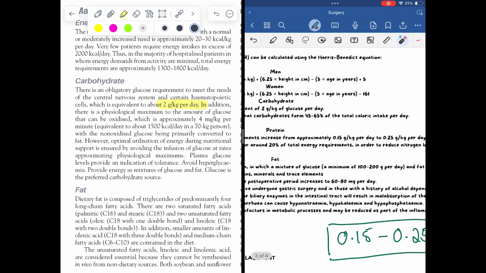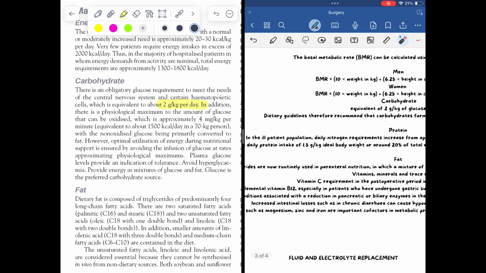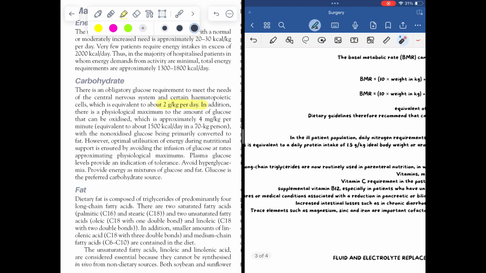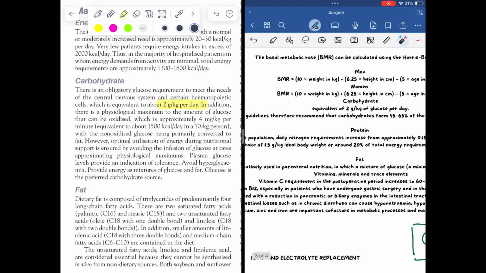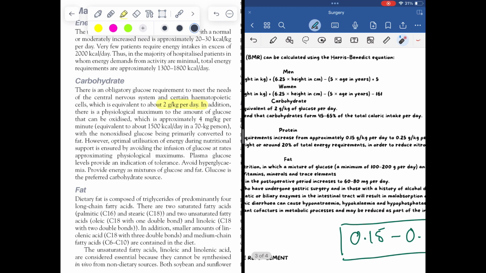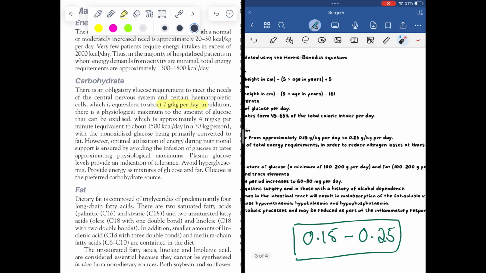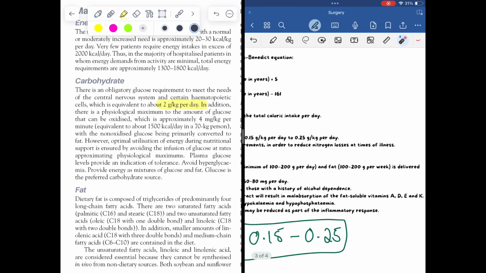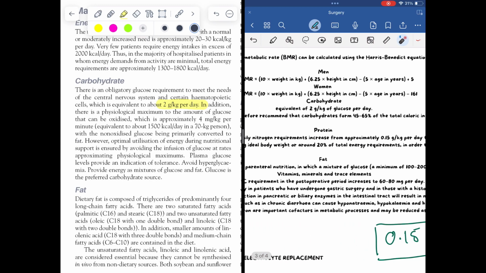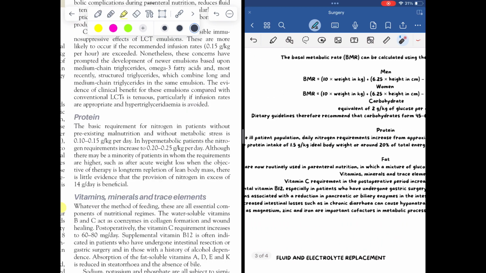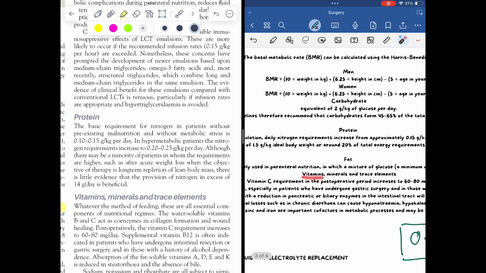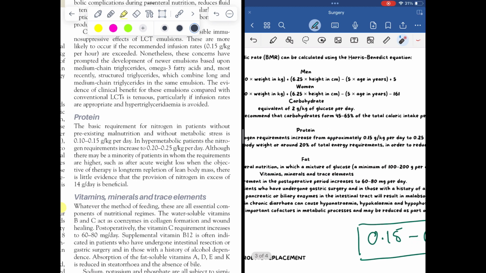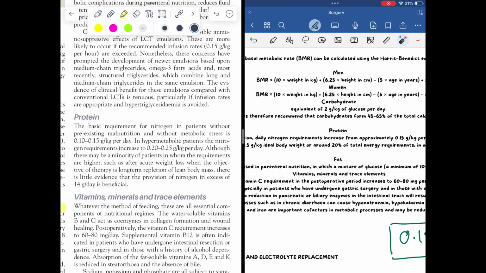Now talking about the fat requirements, emulsions of long chain triglycerides are now being used as parenteral nutrition. This is a mixture of glucose and fat. Glucose is given a minimum of 100 to 200 gram per day, and fat 100 to 200 gram per week is delivered. Next is about the vitamins, minerals and the trace elements. Vitamin C requirement in the post-op period will increase to 60 to 80 milligram per day.